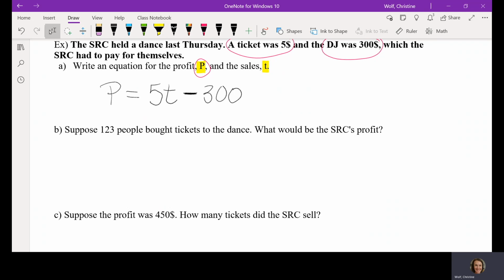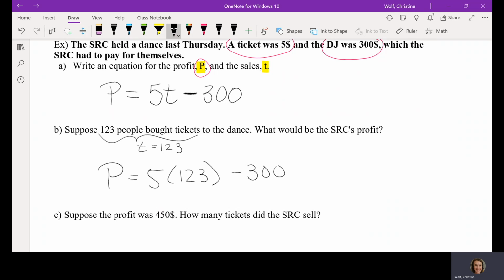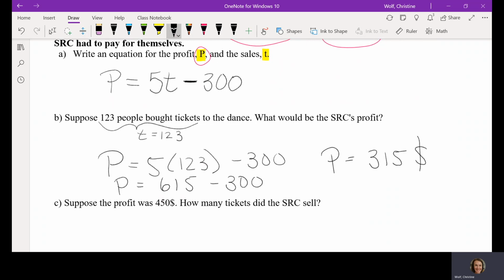Suppose 123 people bought tickets to the dance. What would be the SRC's profit? So we know 123 people bought tickets, or in other words, our tickets equal 123 sold. So if we just plug that in wherever we see a T in our equation, okay? All we have to do is use BEDMAS, order of operations, to figure that out. So you're going to go 5 times 123, and you're going to get 615. That's how much money they brought in from ticket sales, but remember they have to pay the DJ $300. So in the end, the SRC gets to keep $315.